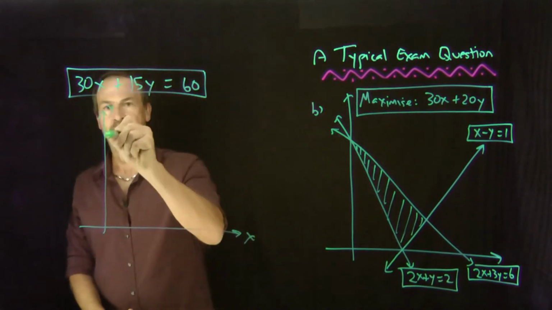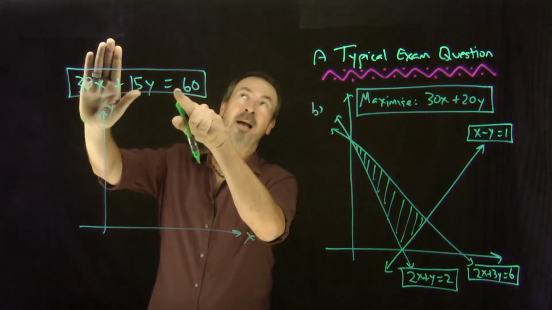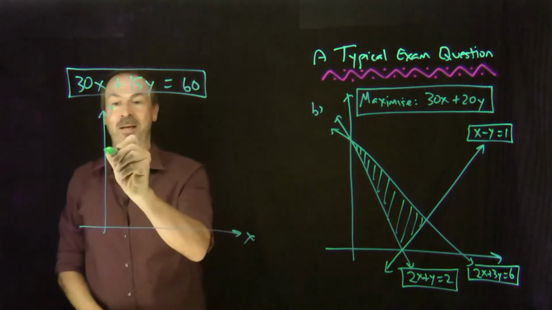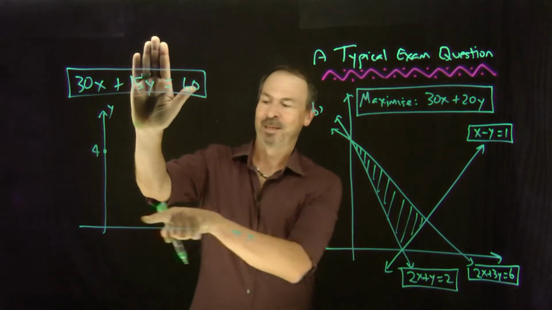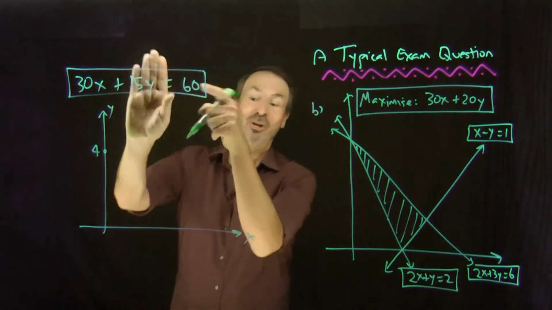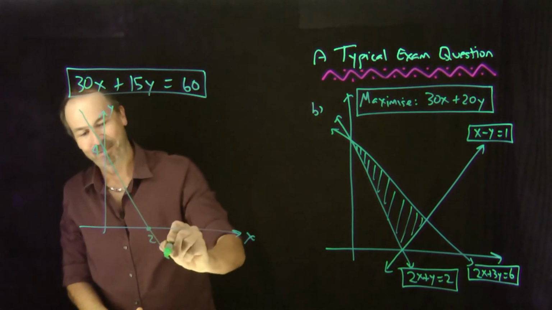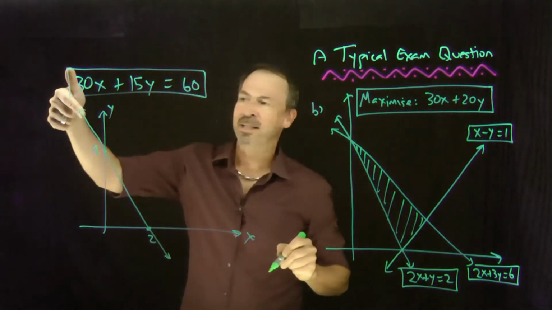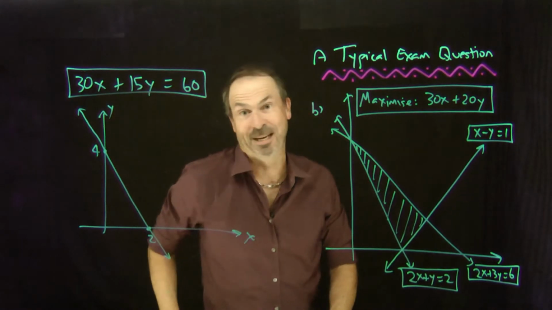X, y. When x is 0, this part disappears. I'm left with y being 15 times 4 is 60. Y better be 4. Great, there's 1 point. When y is 0, somewhere down here, 30 times 2 is 60. Bingo. There is my graph. All the points on this line make 30x plus 15y have value 60.